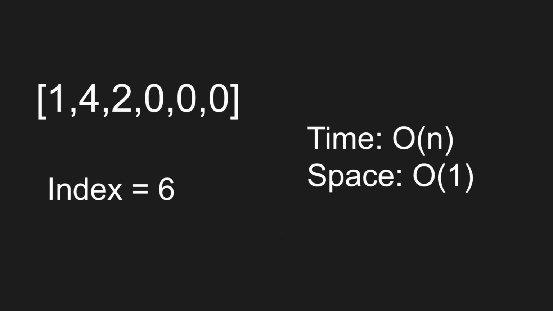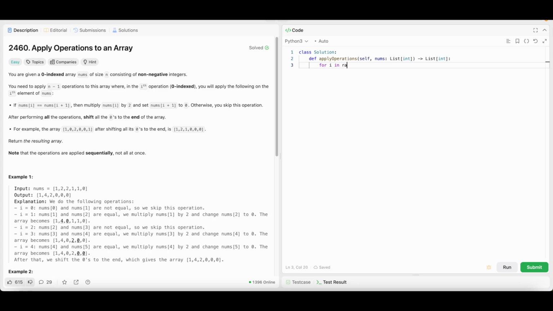So now let's get to the coding part. So first, for i in range the length of nums minus 1, because we need to loop through the array and perform the operation. So if nums[i] is equal to nums[i + 1], then we need to multiply nums[i] by 2, nums[i] times 2, and then we need to set nums[i + 1] to 0.